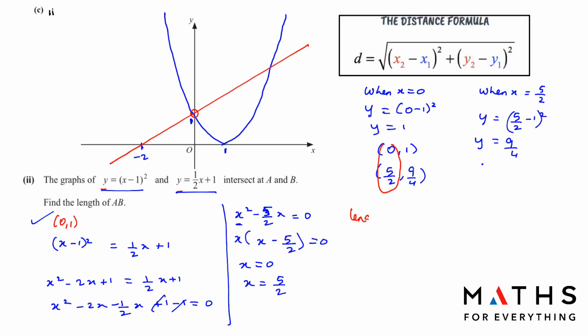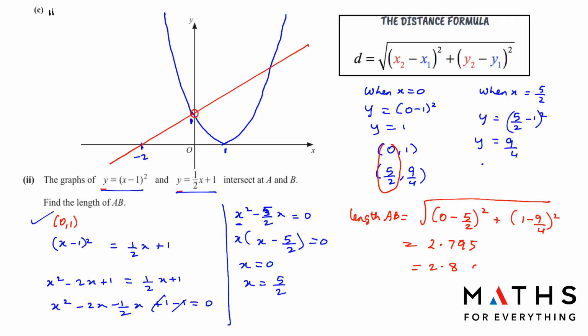So the length of AB will be, using our formula, (0 minus 5 over 2) square plus (1 minus 9 over 4) square. Remember one thing, if you are taking the x first from here, this point, then the y also should be first. I cannot write 9 over 4 minus 1. I cannot reverse the order. Now this will give us 2.795. Rounded to one decimal place, you will get 2.8 units.